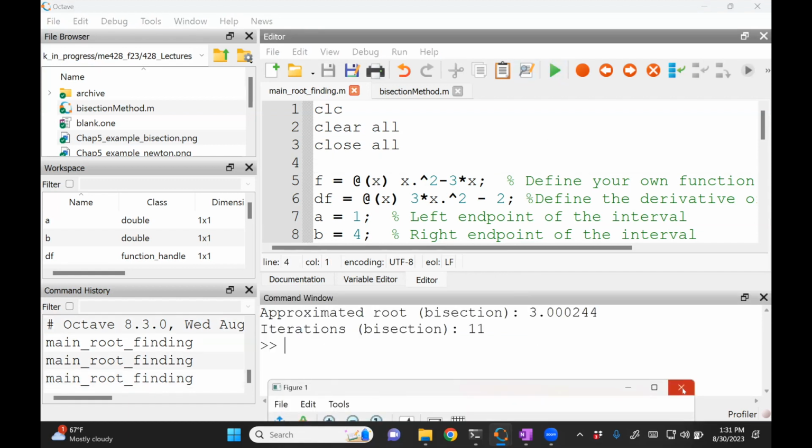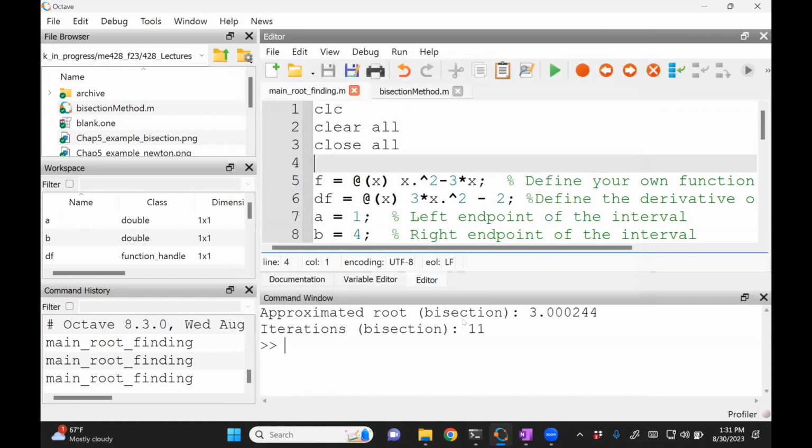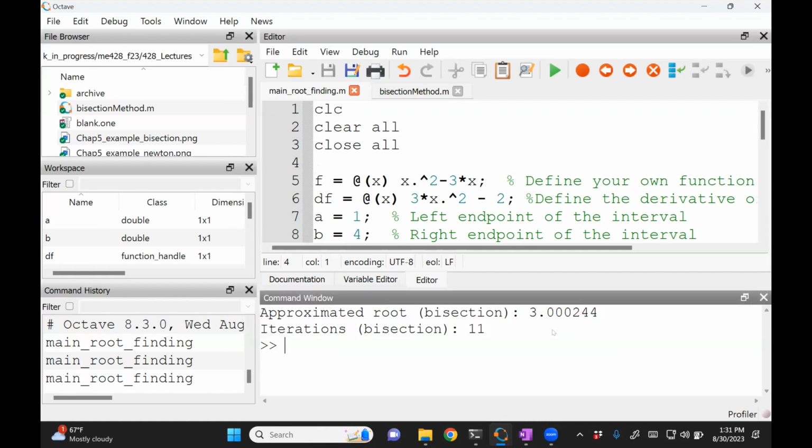Okay, now it's better. Actually, I do a step. I also make a plot of this function. I've done this with 0 as one root and 3 as another root. So this is saying that the approximate root is 3.00024. Remember I said it needs to be accurate to 3 decimal places, so I stopped when the 3 significant places were accurate. And then it took 11 iterations.